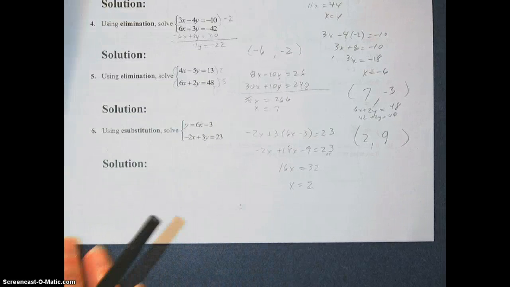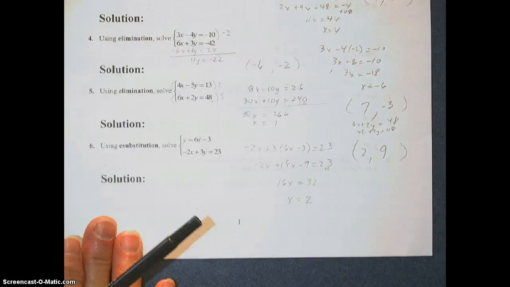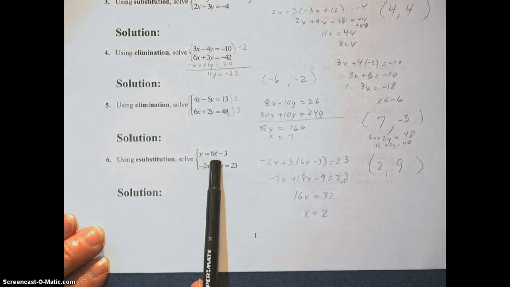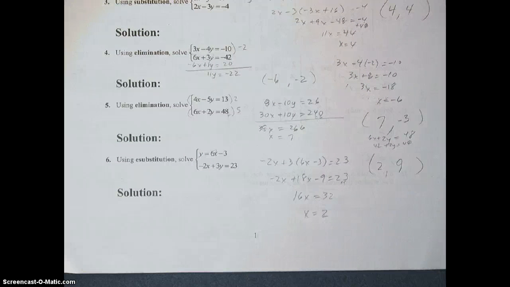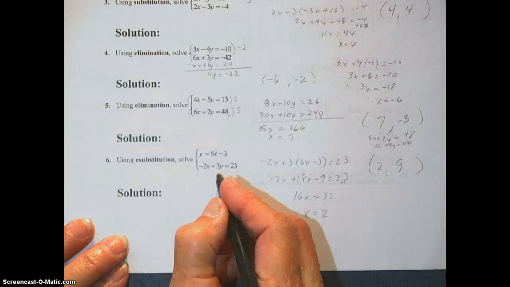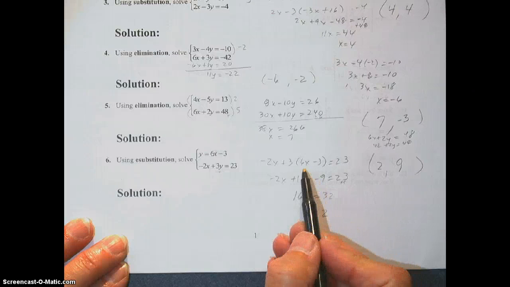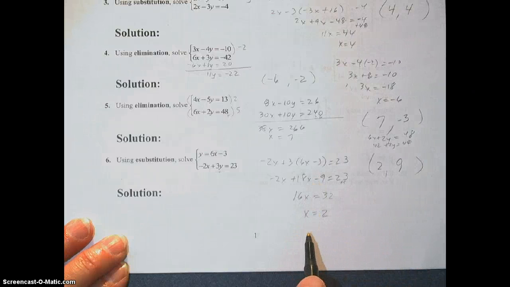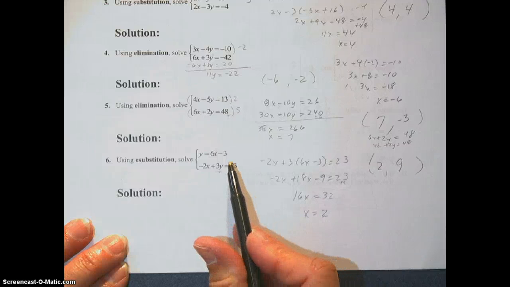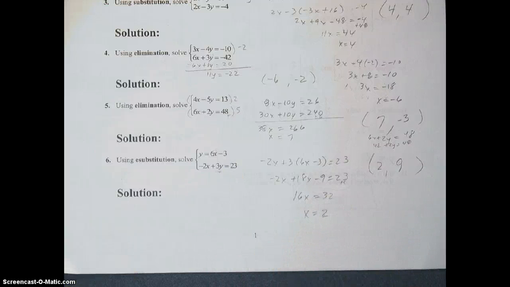Number 6 is a straight substitution problem. Since I already have a y equals, all I have to do is substitute in wherever I see a y. In the second example, just plug in what y equals and solve for x. Once you get x, plug it back into y to get y's value.